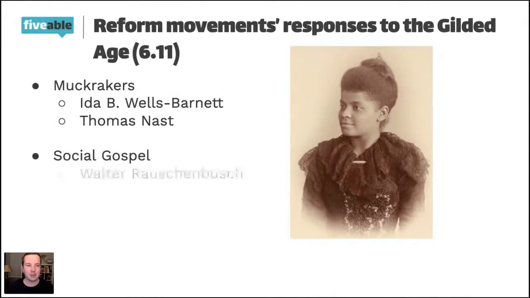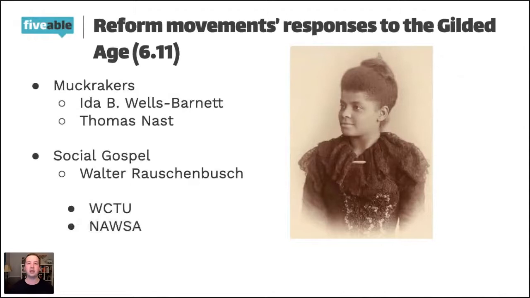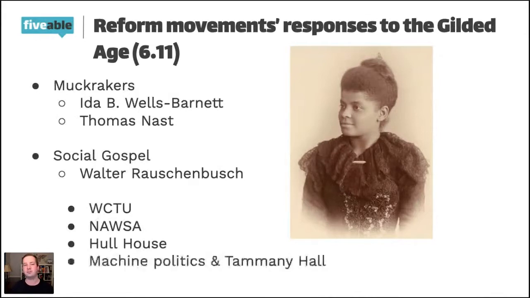Social gospel again, like Walter Rauschenbusch. And then people like the WCTU, the Women's Christian Temperance Union. They're going to be fighting against alcohol, trying to advocate for temperance and then eventually prohibition. You're going to get people advocating for women's rights. You're going to get, like we mentioned before, Hull House attempting to help immigrants, but sometimes being a little bit pushy in that regard. And then, of course, political machines, Tammany Hall, Boss Tweed, fighting off against Thomas Nast.